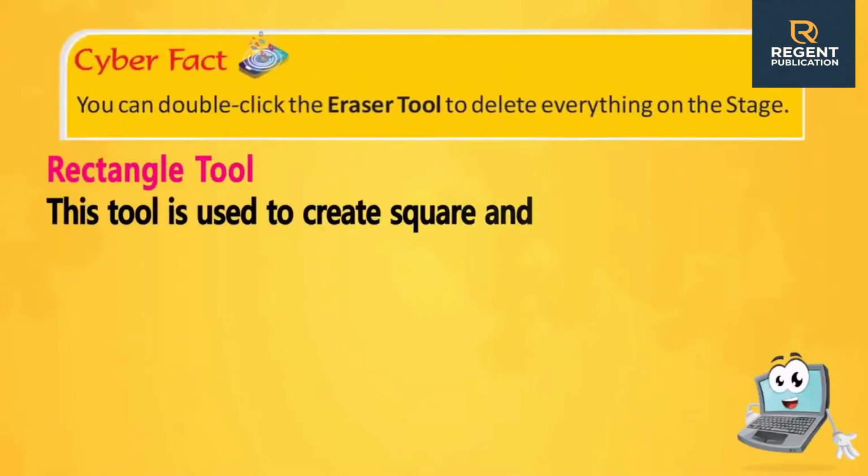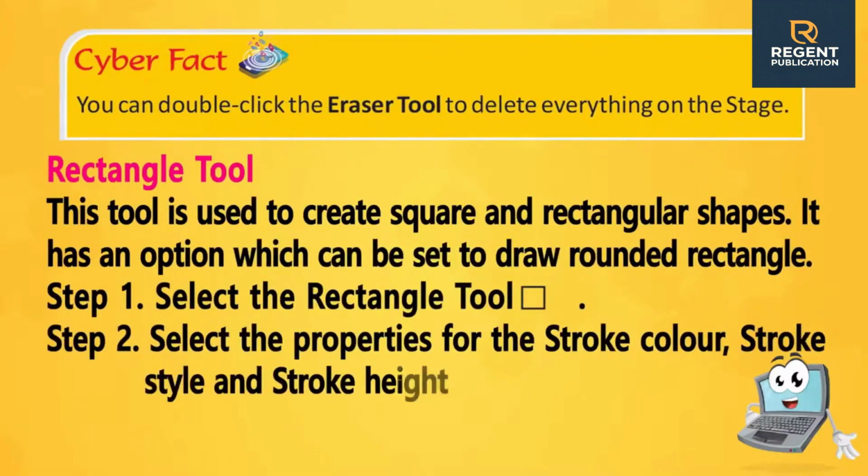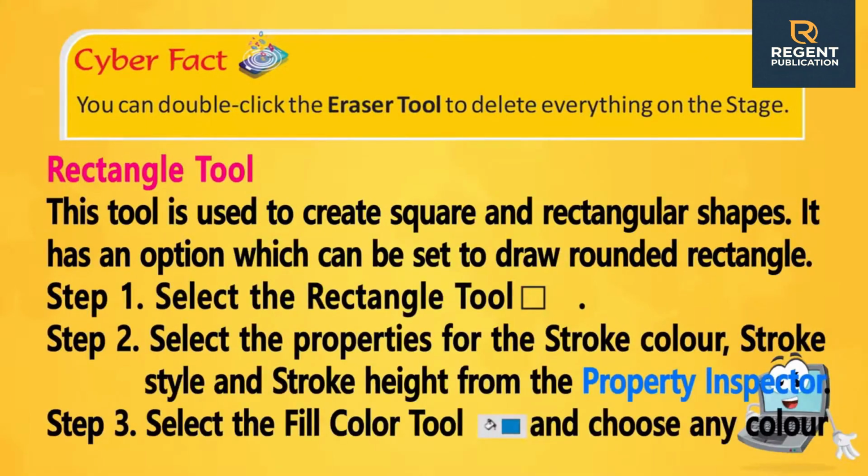Cyber fact. You can double-click the eraser tool to delete everything on the stage. Rectangle tool. This tool is used to create square and rectangular shapes. It has an option which can be set to draw a rounded rectangle. Step 1. Select the rectangle tool. Step 2. Select the properties for the stroke color, stroke style and stroke height from the property inspector. Step 3. Select the fill color tool and choose any color of your choice.